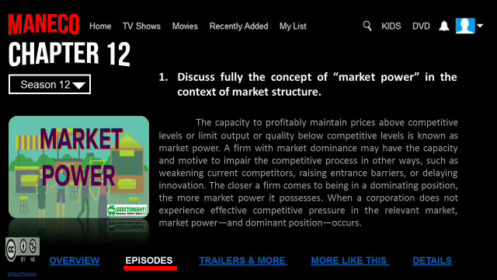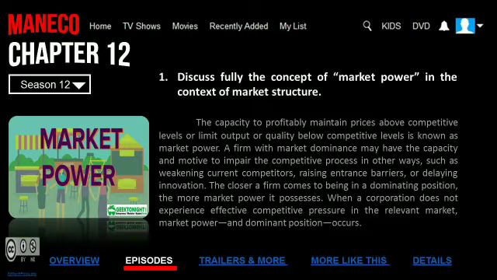Number 1. Discuss fully the concept of market power in the context of market structure. So, the capacity to profitably maintain prices above competitive levels, or limit output or quality below competitive levels, is known as market power. A firm with market dominance may have the capacity to impair the competitive process in other ways, such as weakening current competitors, raising entrance barriers, or delaying innovation. The closer a firm comes to being in a dominating position, the more market power it possesses.